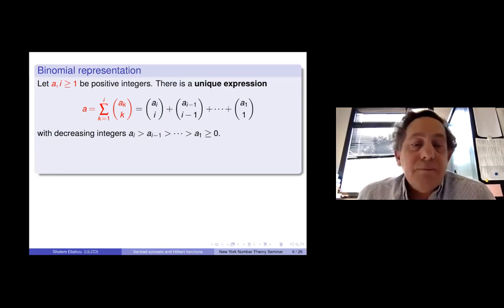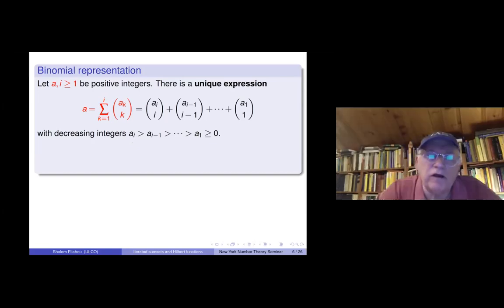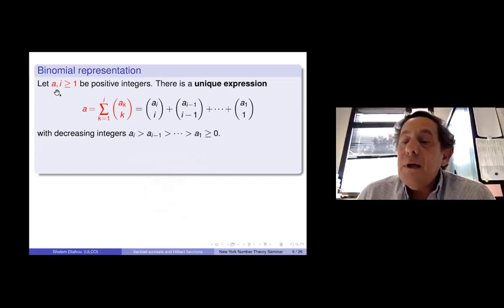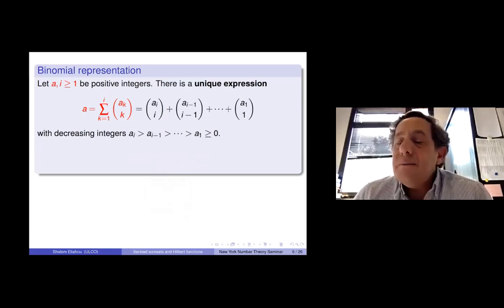I will give an example later on. Does this mean for every i, there's a unique expression? Yes, you fix a, and then for every i, you have a unique expression like that. I will give an example, and the example will show how to produce this expression, and the uniqueness is not difficult.